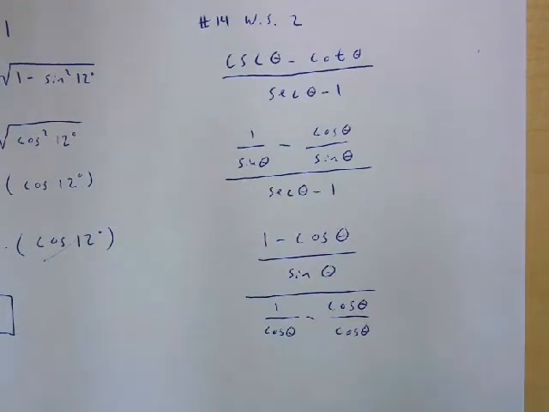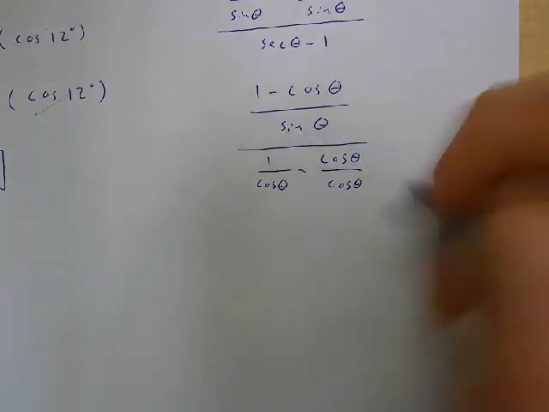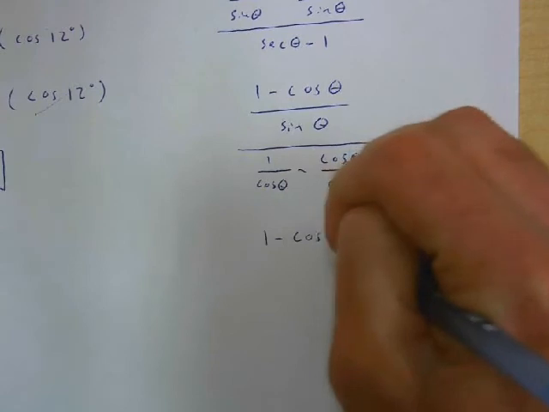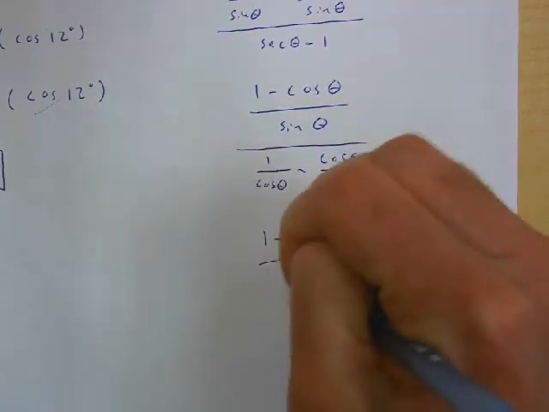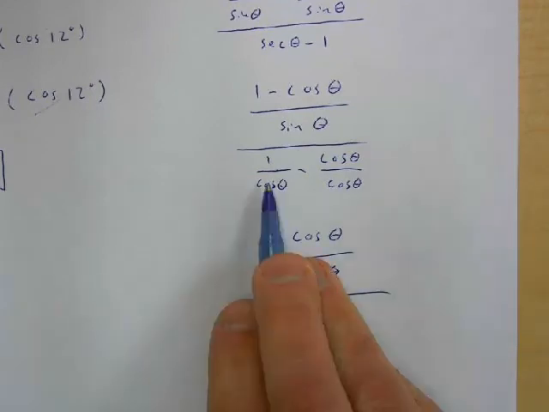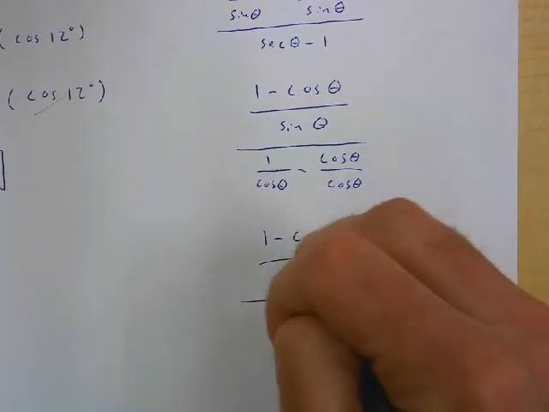All right, now let's do what we did on the top to the bottom. Let's combine those two fractions. So we'll leave the top alone for a second here. We'll scoot this up. And we got the 1 minus cosine theta over sine theta on top. And then divided by, and then on the bottom, well, that's going to be 1 minus cosine theta over cosine theta.